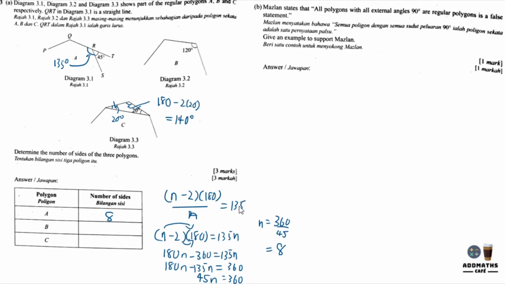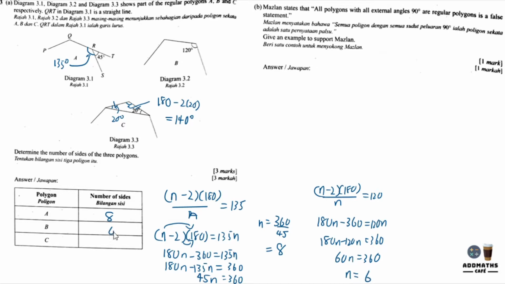Go to the same formula, apply for the B. Alright, so n minus 2 times 180 over n equal to 120. So this time I will do a bit faster. So 180n minus 360 equal to 120n. 180n minus 120n equal to 360. 60n equal to 360, and n equal to 6. So this is 6. Alright, so if you can't do as fast as I am, do it slowly, don't worry.